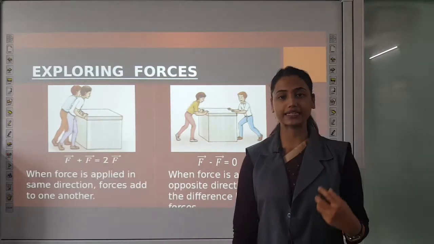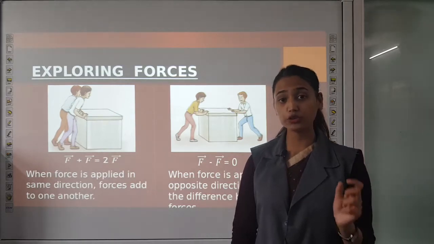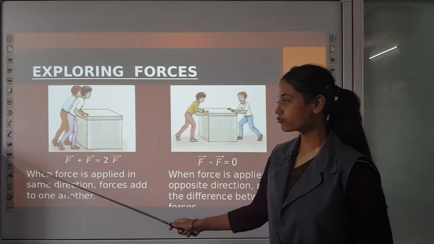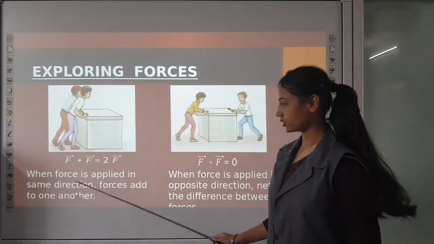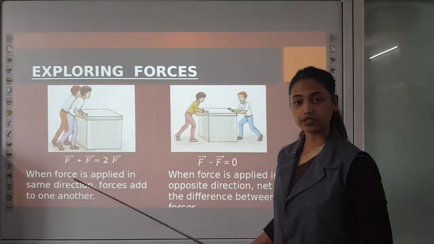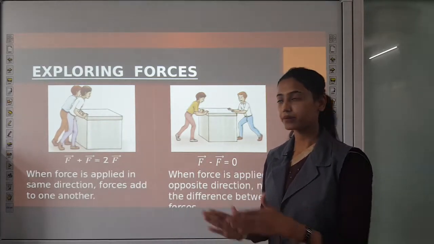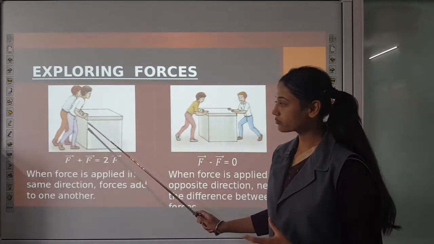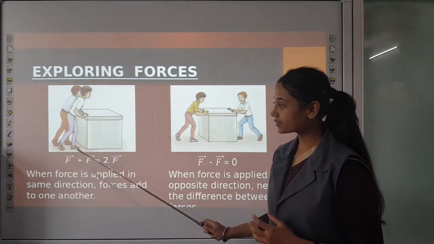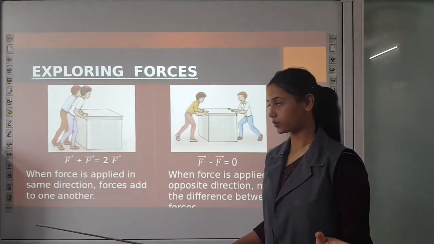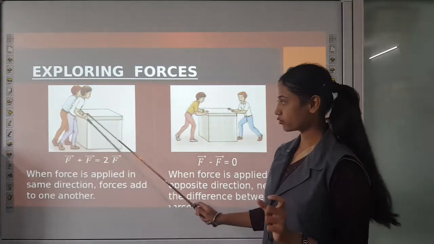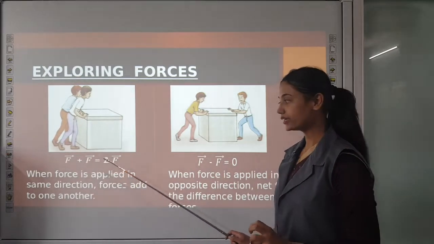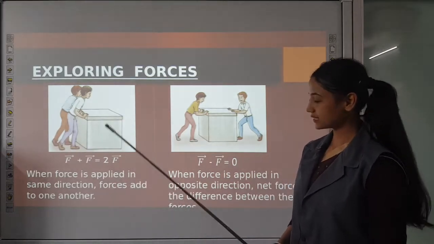So what will be the net force? What will be the resultant force? Now you too will be able to move that box. So we can say that when force is applied in the same direction, forces add to one another. When you apply force in the same direction, like you two are applying force in that right direction, the box will move in right direction and the magnitude of force will add up. So you were applying force F and your friend was also applying force F. So when you add it up, it will be 2F.